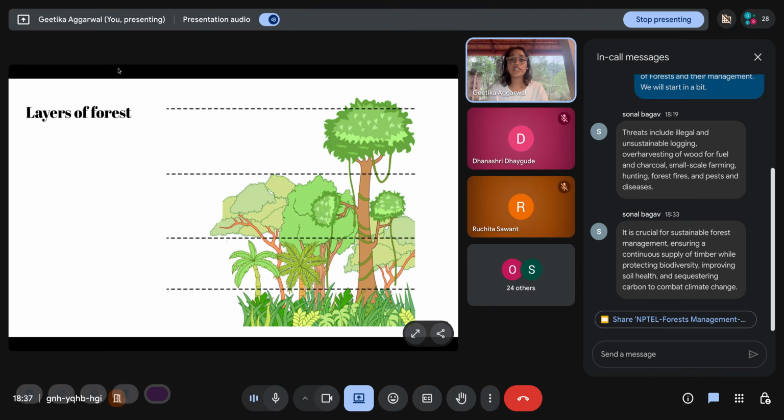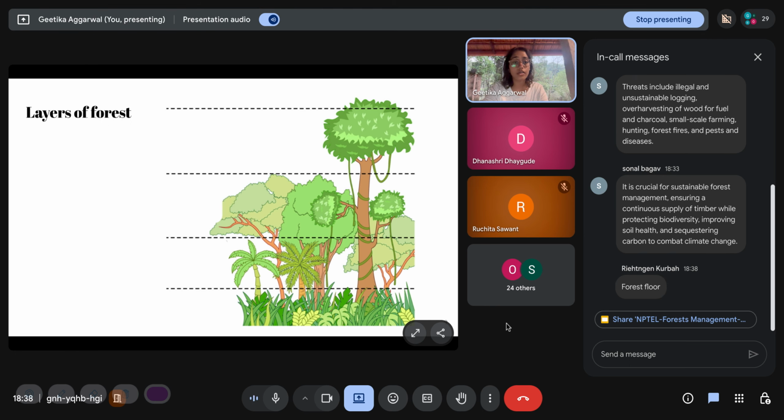And there are different layers of the forest which we discussed even in the last tutorial session. So, would anybody like to take a guess on what are these different layers of the forests? What is the lowermost layer of the forest called?